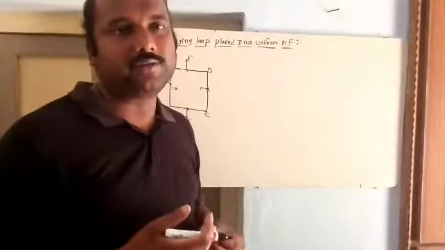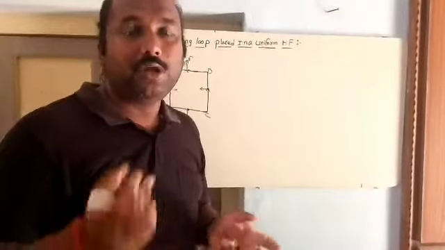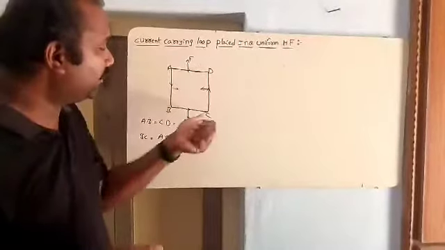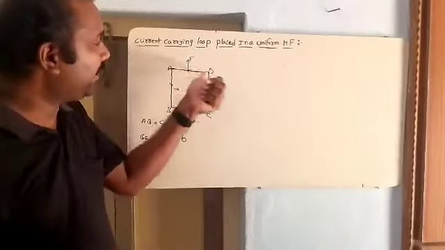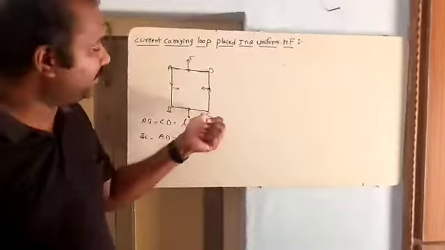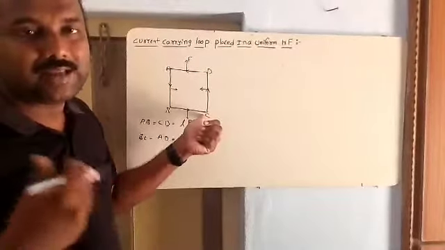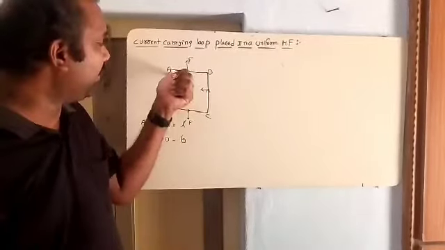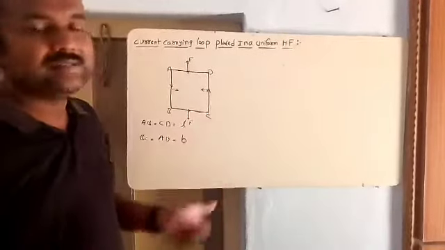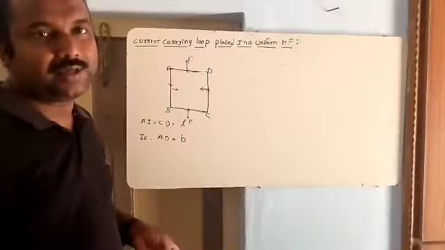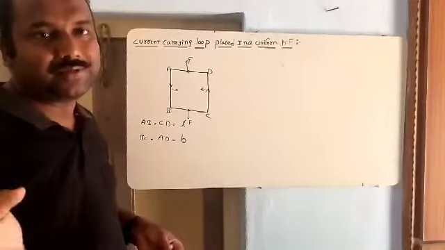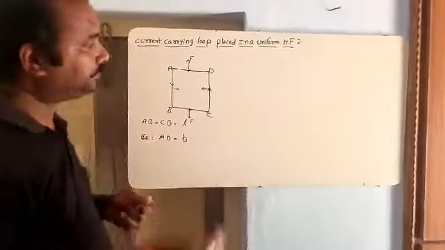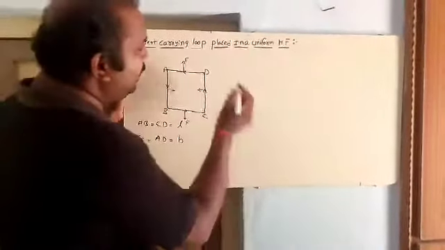What we already know, torque is nothing but either of the force into the perpendicular distance. Out of these forces, the forces experienced by AD and BC cancel each other because they are equal and opposite. But the forces experienced by AB and CD we have to consider, because one is acting vertically upwards and the second vertically downwards, and they constitute a torque. Now what is the torque?